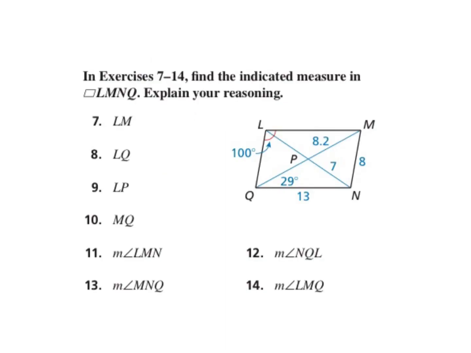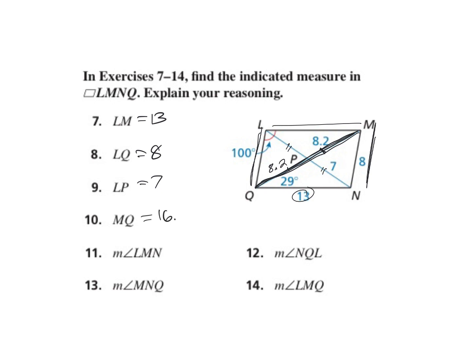Find the indicated measure in LMNQ. Okay, so LM is the same as 13. LQ is the same as MN, 8. LP, now these are diagonals, so that means they bisect each other. So those two are the same. So LP is the same as 7. MQ is the long diagonal. So if this is 8.2, then this piece has to be 8.2. And MQ would be those two added together. So 16.4.